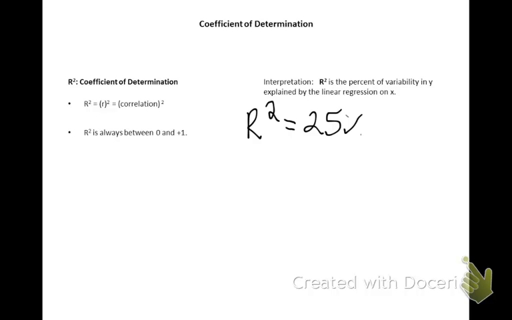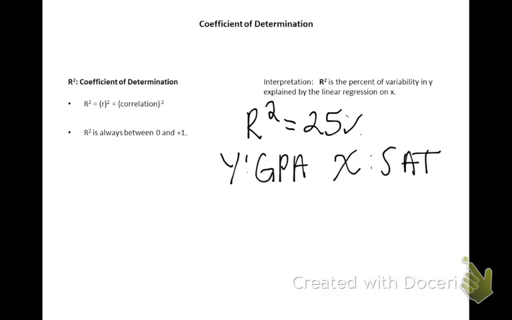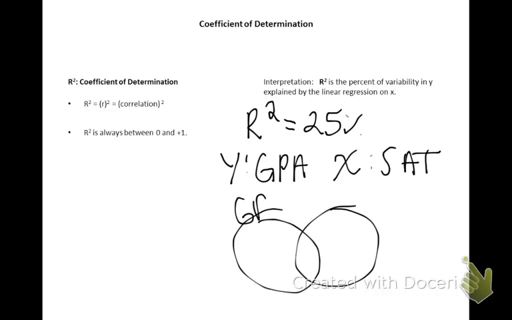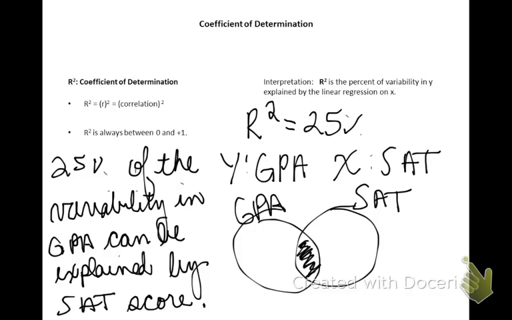Let's say that y stands for a student's GPA and x stands for a student's SAT score, and we want to predict GPA based on SAT score. You could almost visualize it as looking like this. Here's GPA, and 25% of this GPA can be predicted using the SAT score. Let's write this in words. 25% of the variability in GPA can be explained by SAT score.